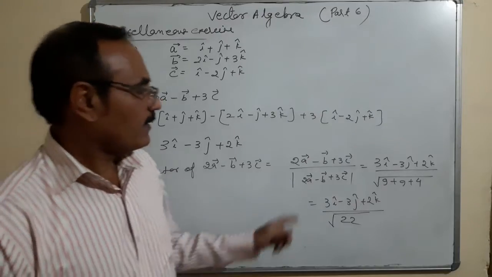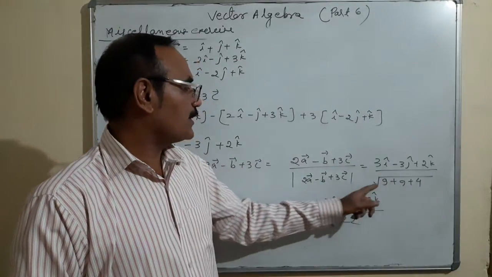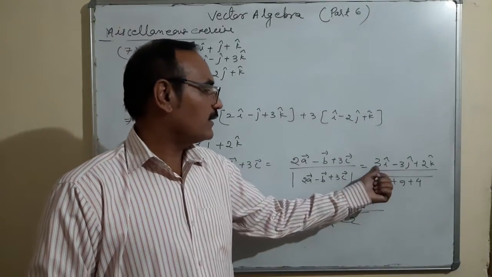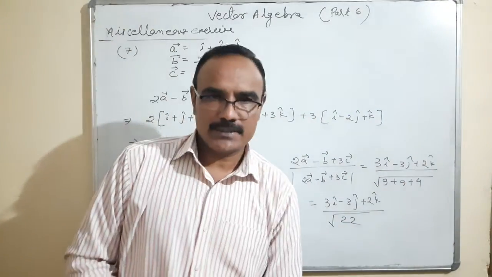For finding the magnitude, I think you know that whatever the scalar components of i, j, k are, square of 3 is 9, square of minus 3 is plus 9, square of 2 is again plus 4.